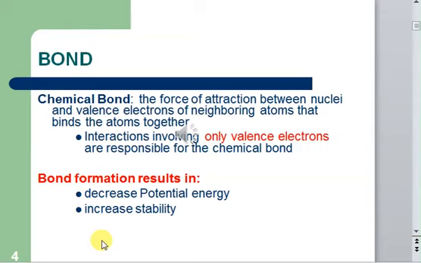So there comes the generalization that atoms react in order to complete their outermost shell, right? Atoms have the tendency to complete their outermost shell, because if they complete their outermost shell just like the noble gases, then they will become stable. And why will they become stable? Because by completing the outermost shell, their potential energy will decrease, right? So in general, you know why a bond is formed: bond formation results in decrease in potential energy and increase in stability, right?